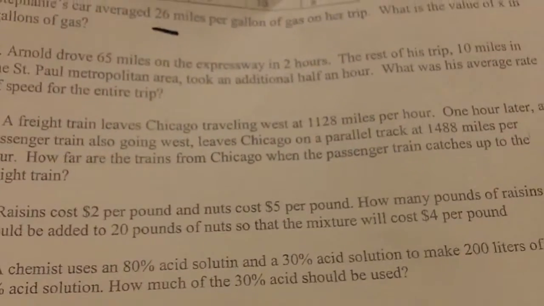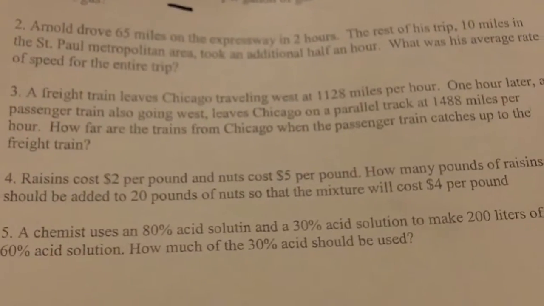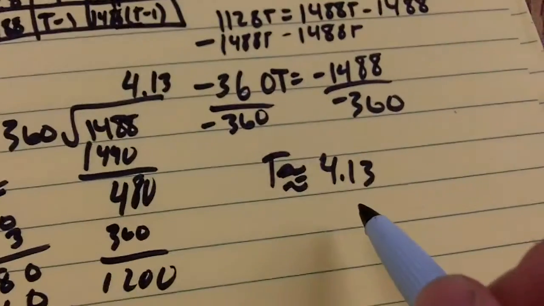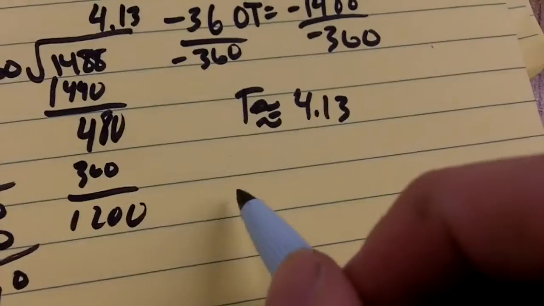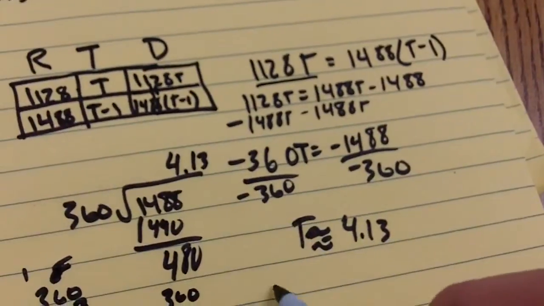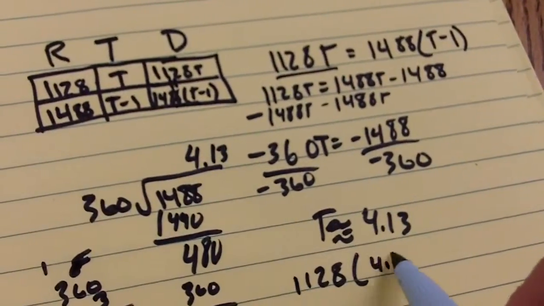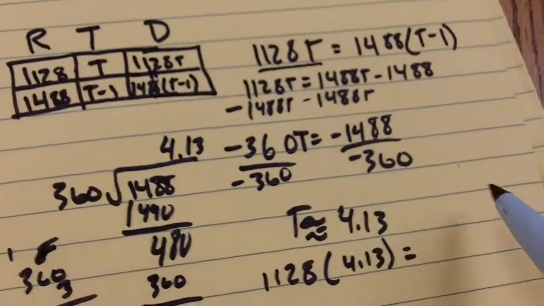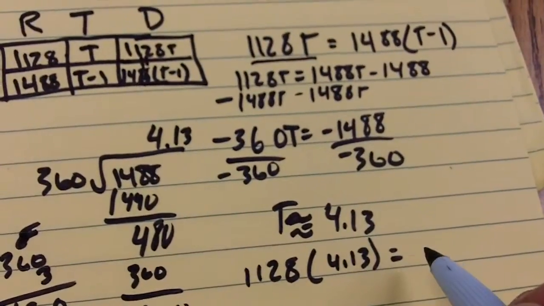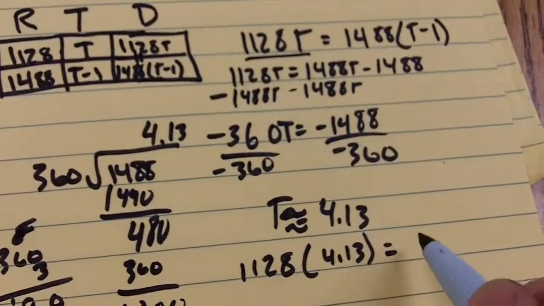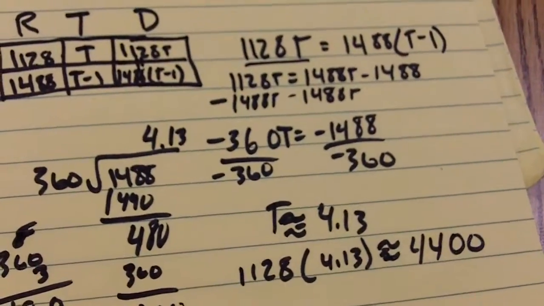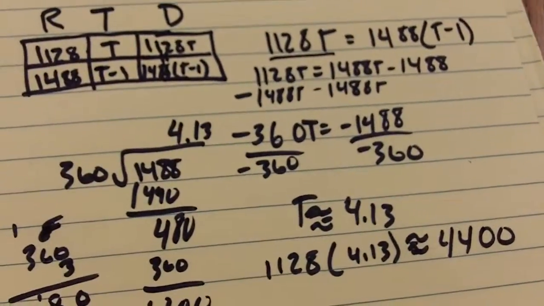I'm going back to the question. It asks how far the trains are from Chicago when the passenger train catches up to the freight train. If I want to know that, I need to plug this number, this 4 point whatever, into one of the equations. So I go back up to these distance equations, like 1128 times T, which is 4.13, and that would tell me the distance. You could figure this out too. About 4 times 1100 is going to be approximately 4,400. We're going to come back and look at the mixture problems in just a second.